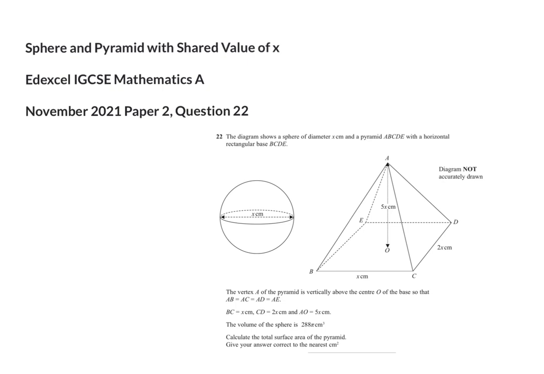This question works with a sphere and a square-based pyramid which share a similar dimension, in this case the measurement of x. It appears in both, and it's a problem where you take the information from one object and you apply it to the second one.